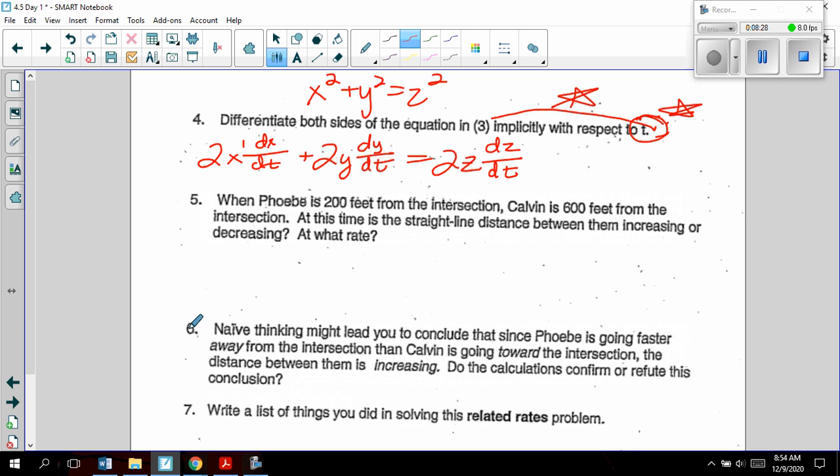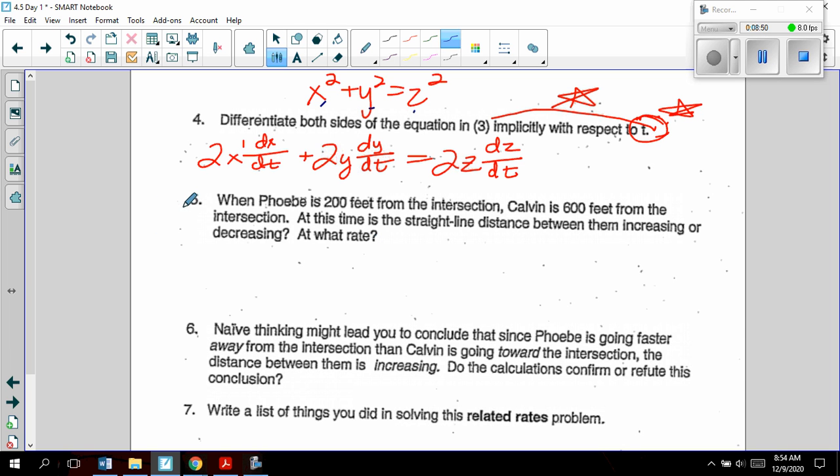So we're doing the exact same implicit differentiation, except t is your independent variable, and now you have multiple dependent variables. In this case, I have 3 dependent variables on time. So I have 3 things that are changing. Phoebe is moving, Kelvin's moving, and the distance between them is moving, and they're all moving with time.